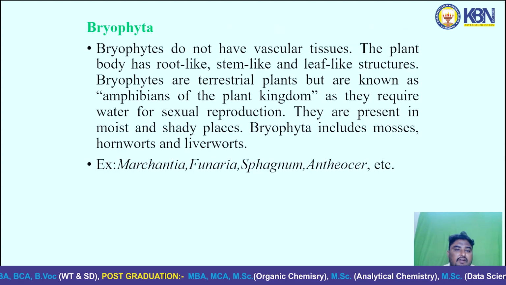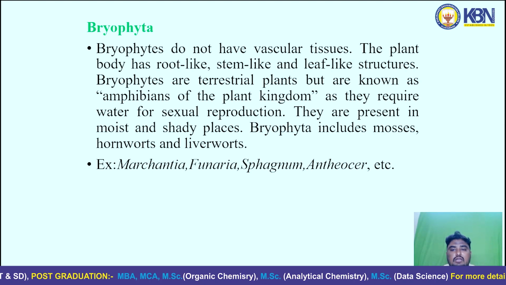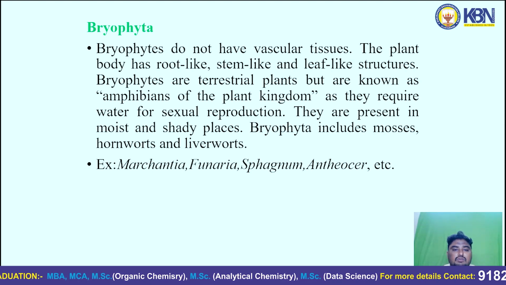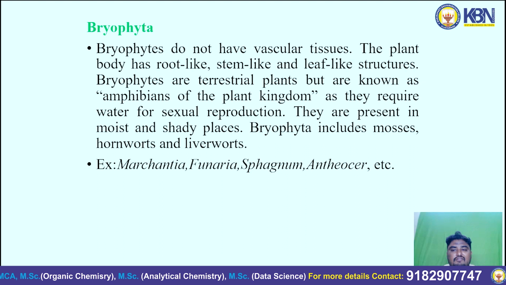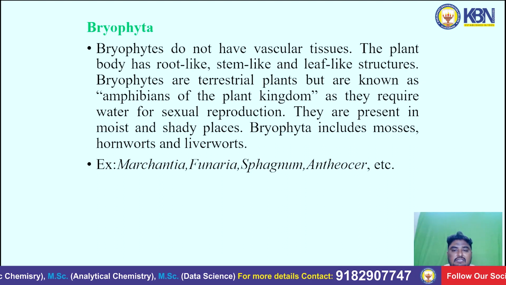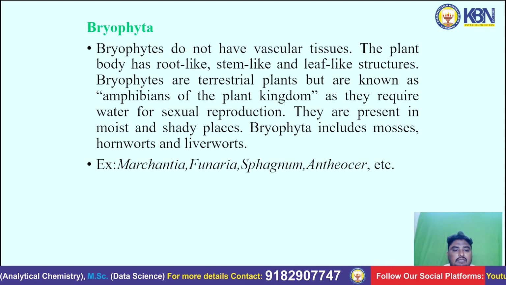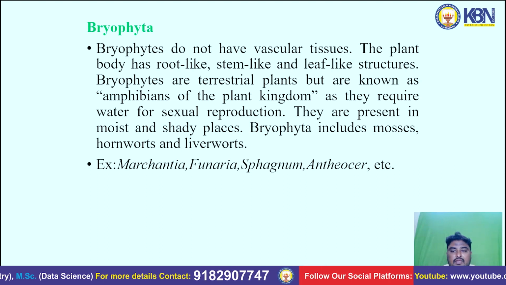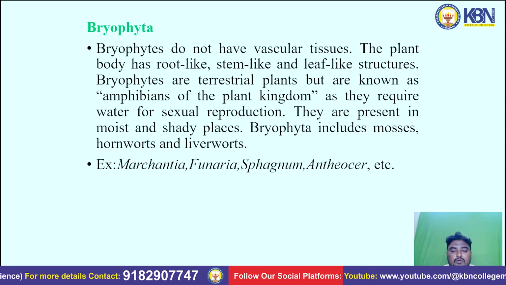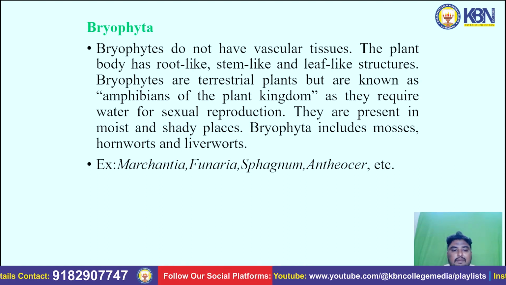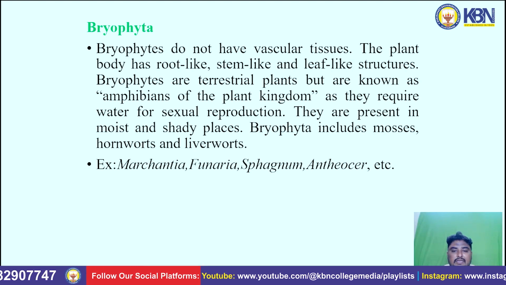Next one is the bryophyte. Bryophytes do not have vascular tissues. The plant body has root-like, stem-like and leaf-like structures. Bryophytes are terrestrial plants but are known as the amphibians of the plant kingdom. As they require water for sexual reproduction, they are present in moist and shady places.